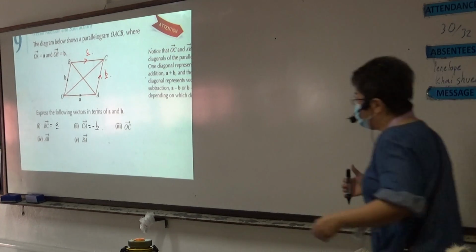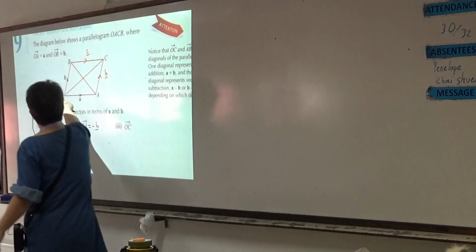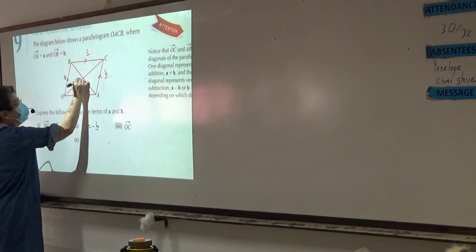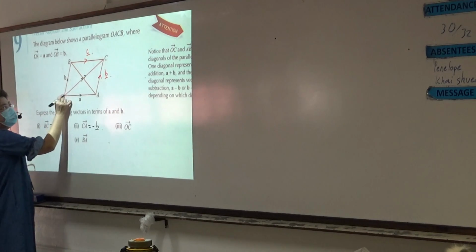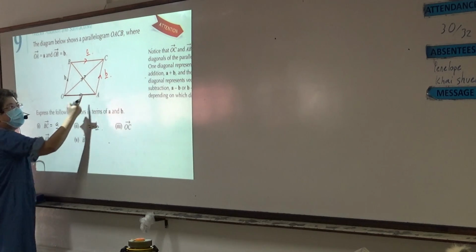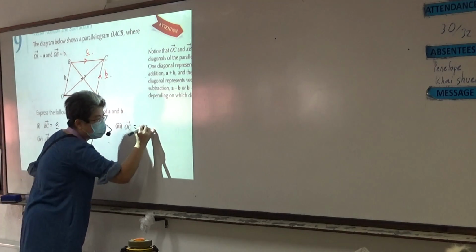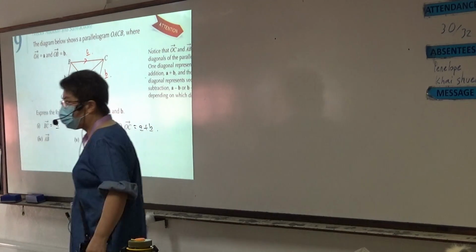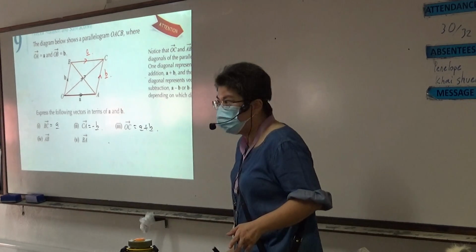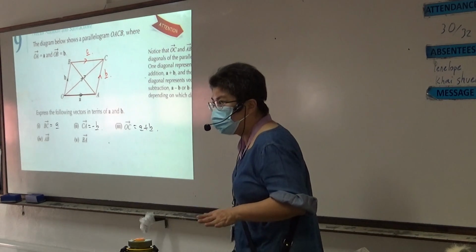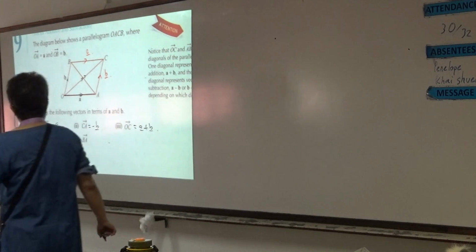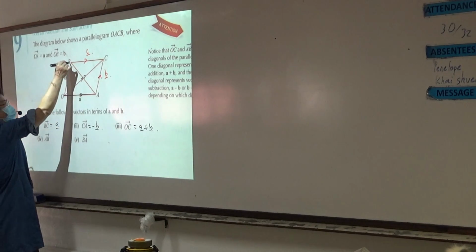Okay? Next one. How about OC? Now, can you see that OC is actually A plus B? Can you see it? So this one is A plus B, correct? Everybody clear? You must look at the diagram this time. Okay, next one. How about AB?